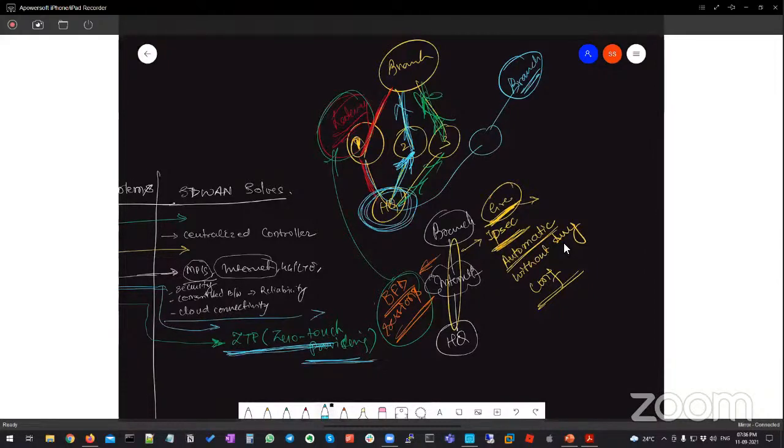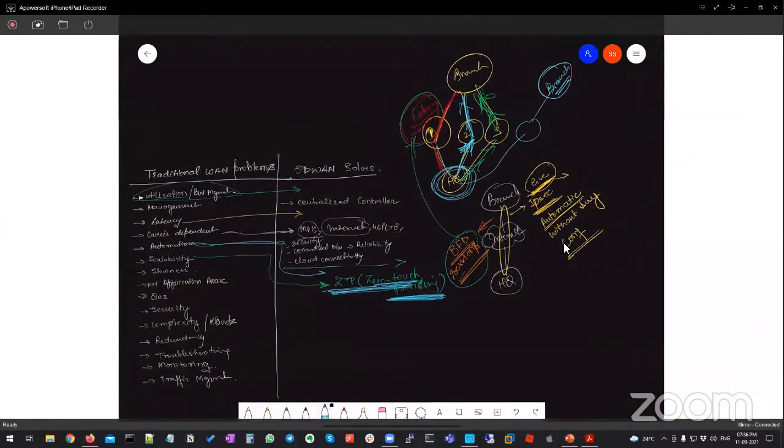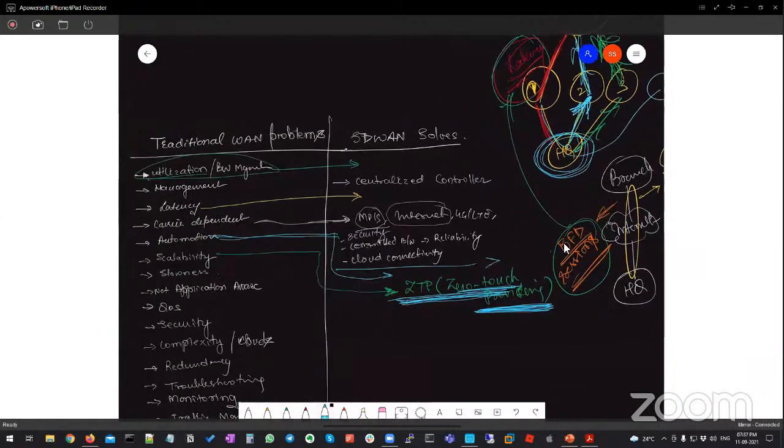Again, in our class, we're going to see the theory topic, where we will see the steps of zero touch provisioning and how we can configure it. This way, scalability is not a problem, and you can scale as many sites as you want. Your centralized controller can handle a lot of sites. Slowness is related to latency: if you have slowness or latency, it will automatically shift your traffic as per your particular SLA.